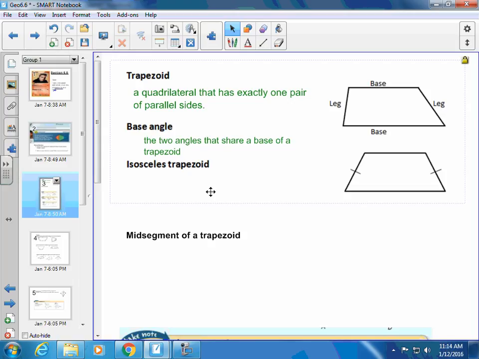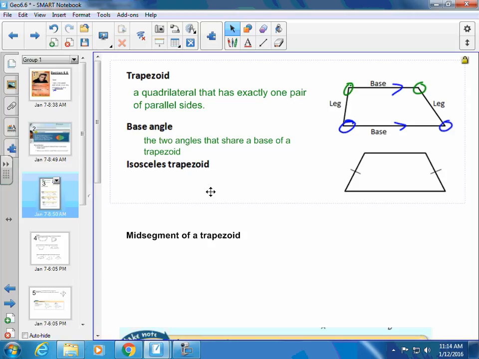So if we look at a trapezoid, trapezoids have two bases. I know that's kind of weird, but the top and the bottom are called the bases, and the left and right are the legs. So the ones that are parallel are called the bases. The other ones are the legs. So this would be a base, and this would be a base angle, or base angles, and these two would be base angles because they share a base. You can't mix and match. It's just the ones that share the base.